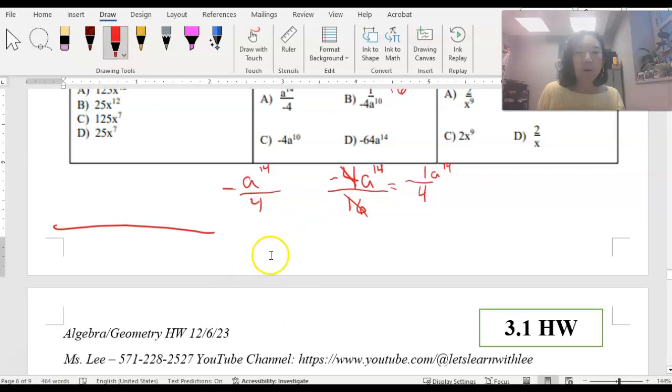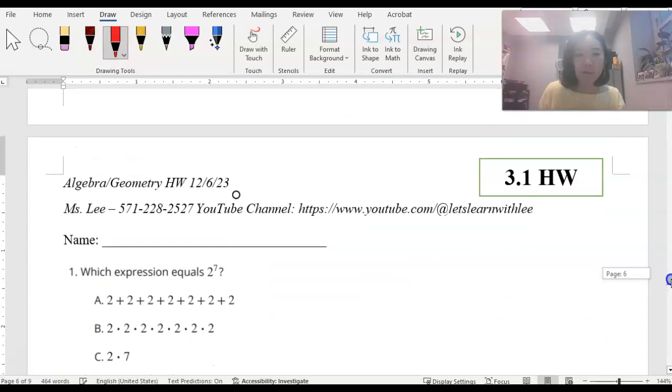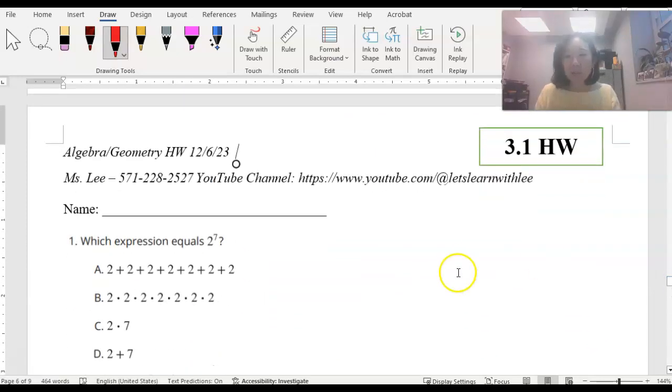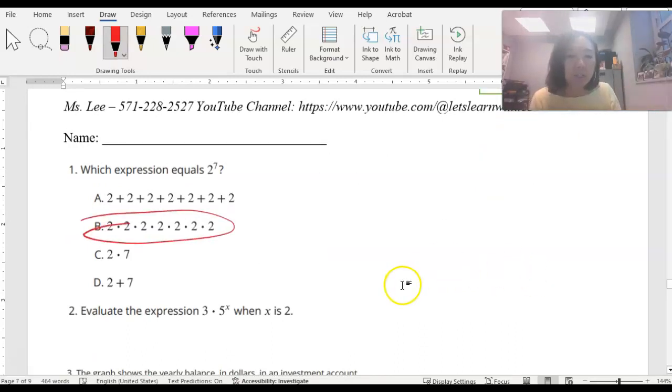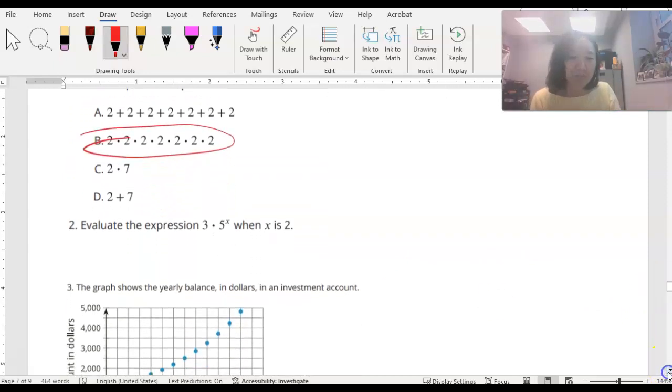And then we're going to go on to the actual homework portion of tonight. All right, so let's take a look here. Oop, too far. Which expression equals 2 to the 7th power? So 2 to the 7th means we're multiplying 2 7 times. So that is a multiplication piece. When we have exponents, it's repeated multiplication.